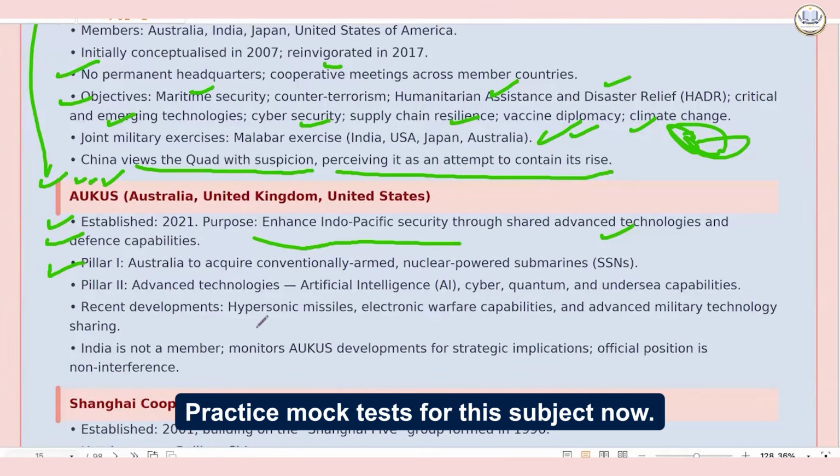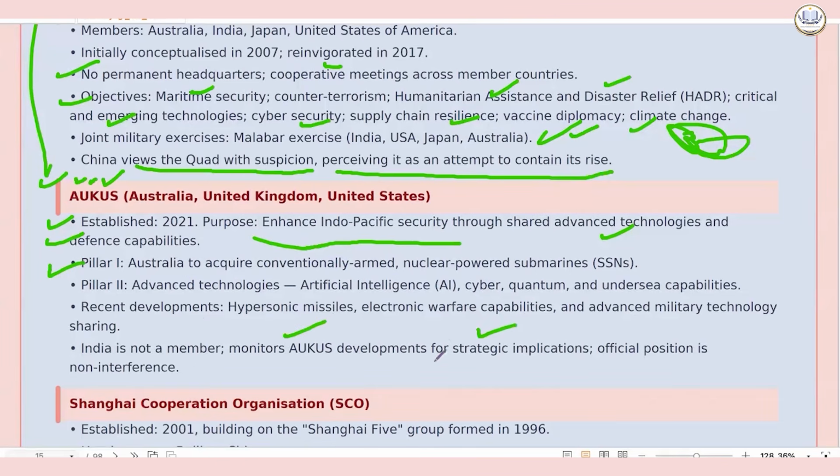India is not a member. It monitors AUKUS developments for strategic implications. The official position is non-interference by India.